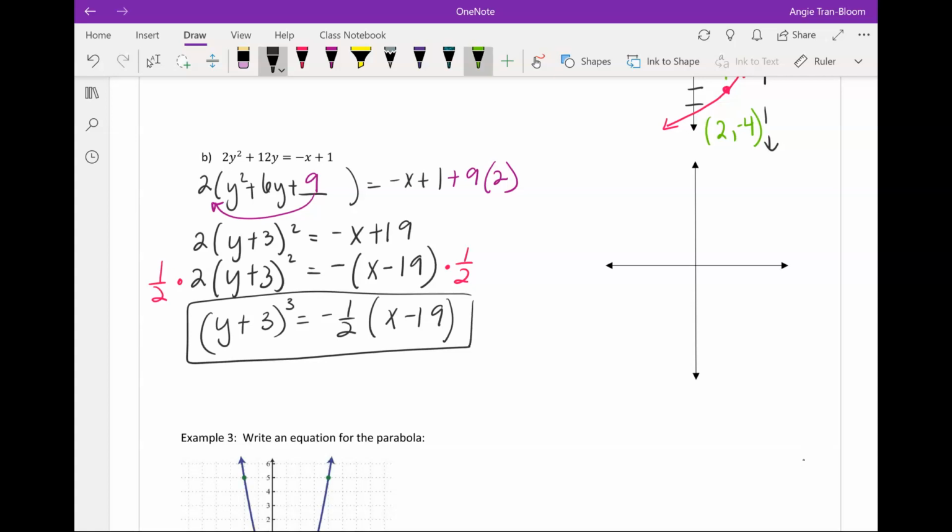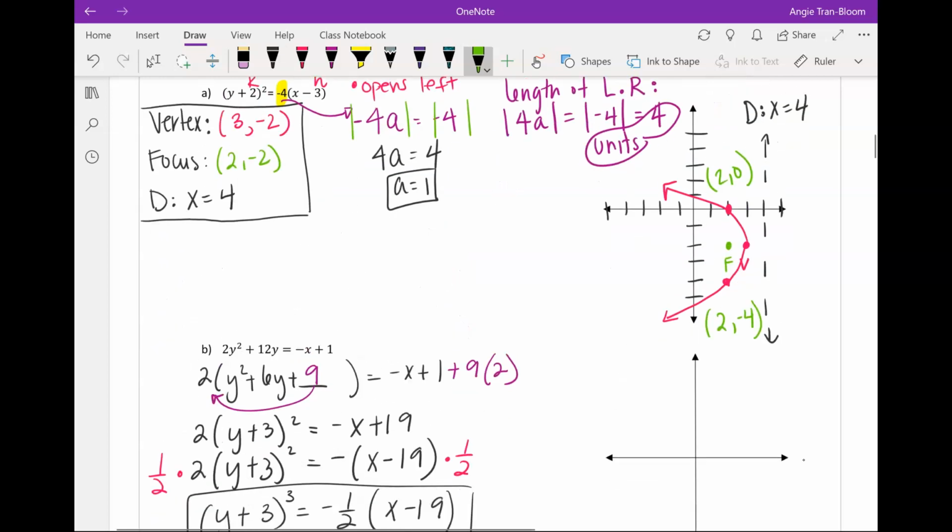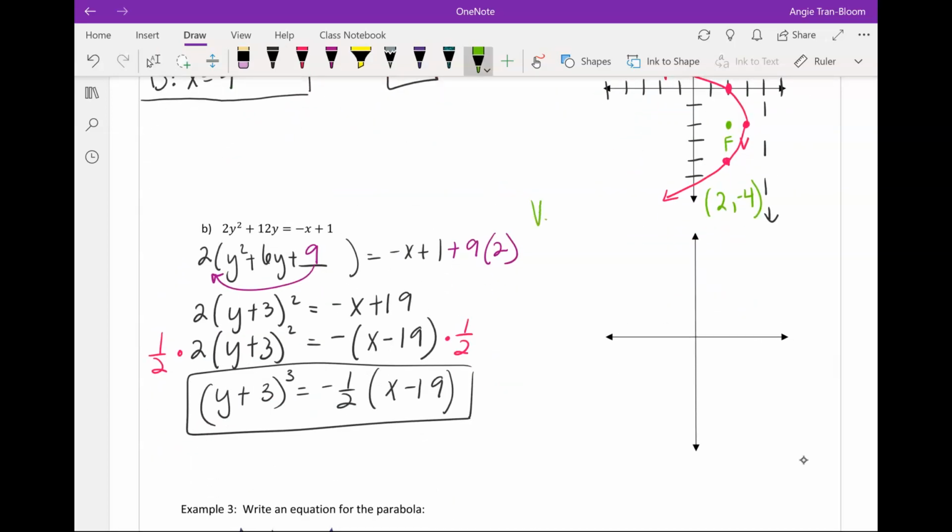Now I need to answer the parts that they want. Vertex, focus, and directrix. Here we go. Vertex, focus, and directrix.